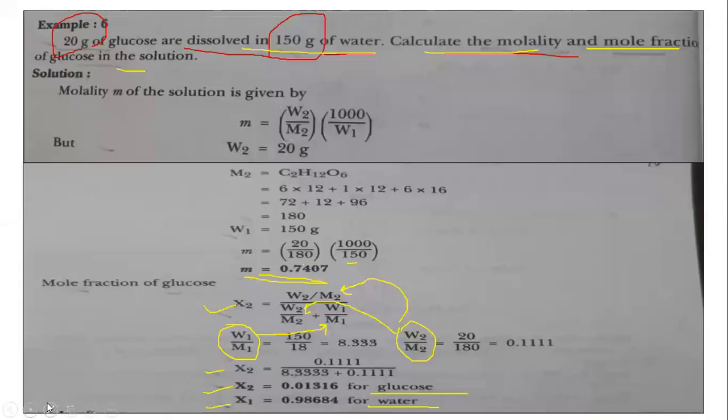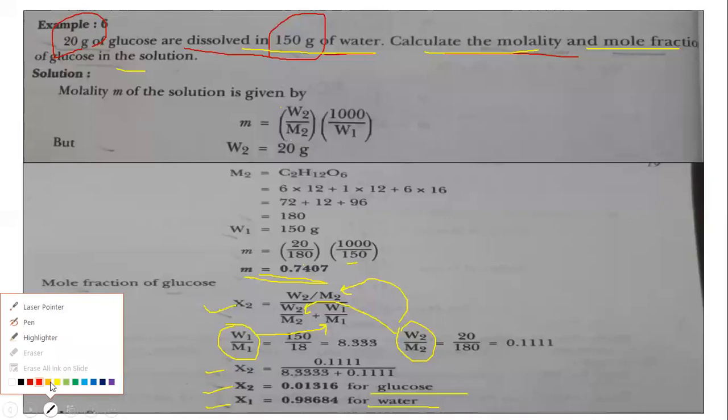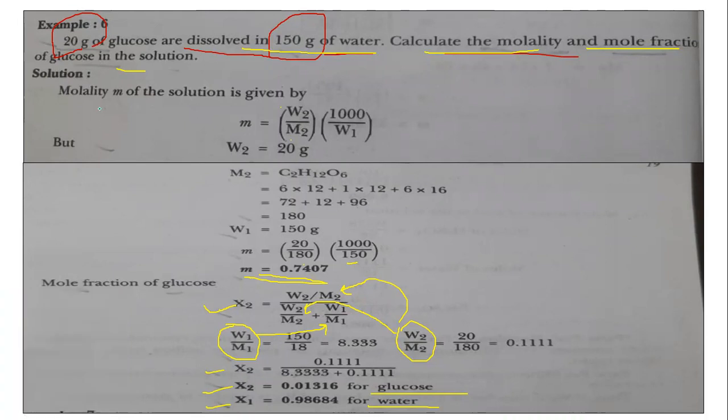Hello everyone. So this is the example we were studying. See what the example is here. In this case, 20 gram of glucose is dissolved in 150 gram of water. Calculate the molality and the mole fraction of glucose in the solution.